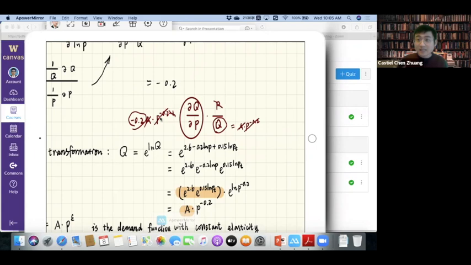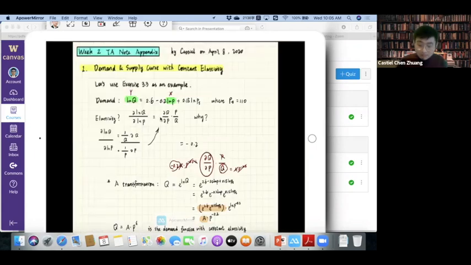calculation is much more complicated. You have to rearrange the equation to get an expression for Q, and then you apply this formula. So why not just take a derivative of natural log of Q with respect to natural log of P, right? So it depends on how the equation is written, and then you use the formula that makes the calculation easier.